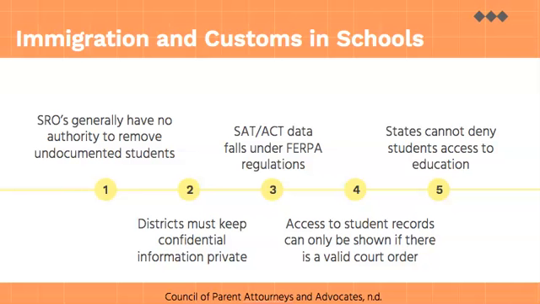So no matter who that student is, they are protected by FERPA, and you cannot just go in and gain the information needed. Any SAT or ACT data, all of that does fall under FERPA regulations because it is a state mandated test, so that is going to fall under that law as well. Access to student records can only be shown if there is a valid court order. So say if by chance there is a student who is undocumented, they have to show proof and they have to have a court order to be able to see that student.